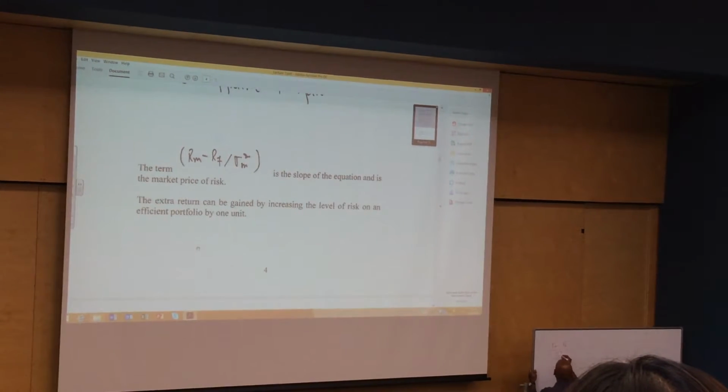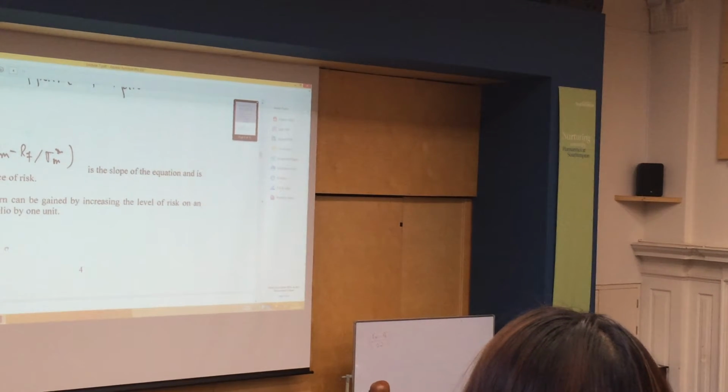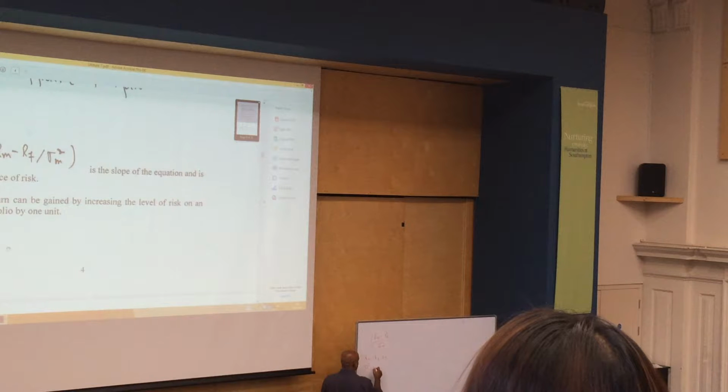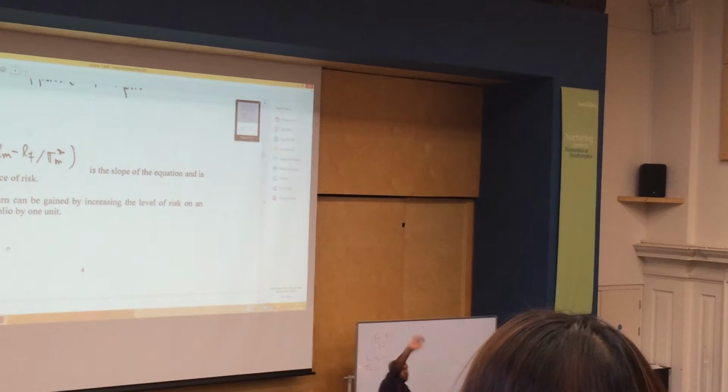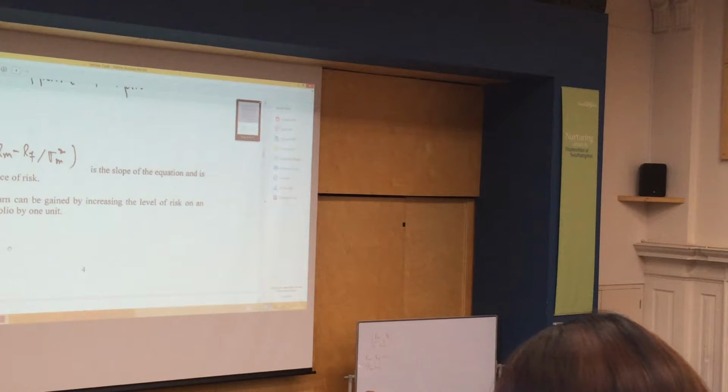Tell me about that. Top part, Im minus Im is positive. We know that's also positive. So the slope is positive. It's up. The line goes up. And that is the market price of risk.